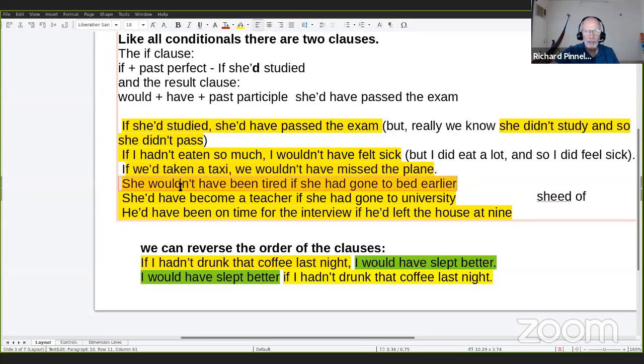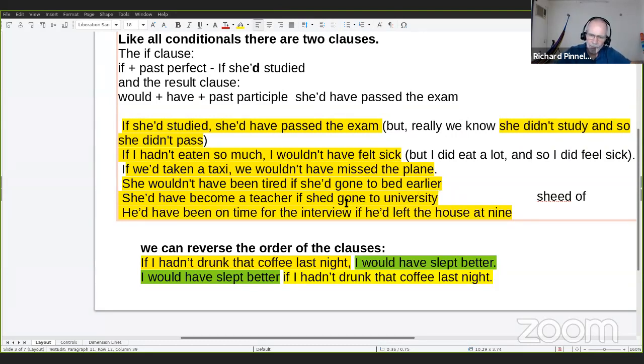She wouldn't have been tired if she'd gone to bed earlier. Clementi: she wouldn't have been tired if she'd gone to bed earlier. Good. She'd have become a teacher if she'd gone to university.